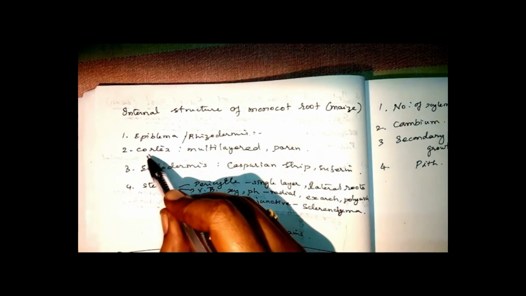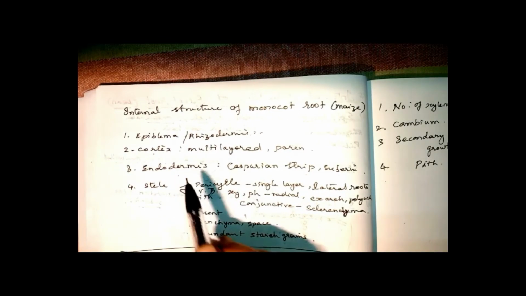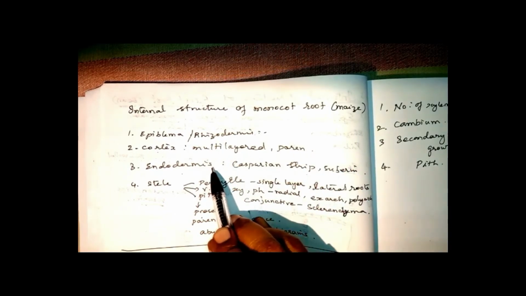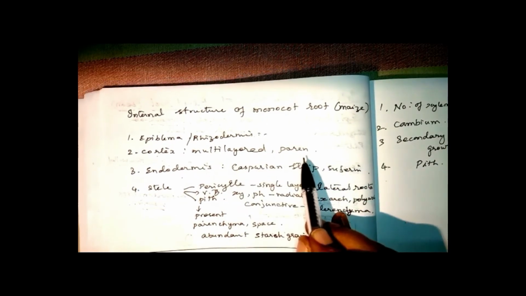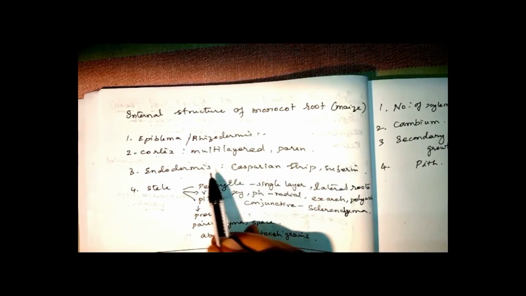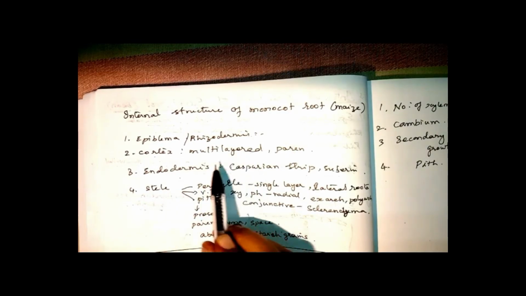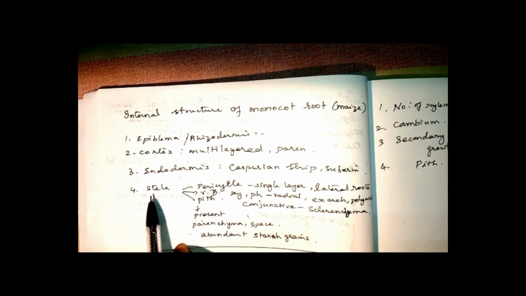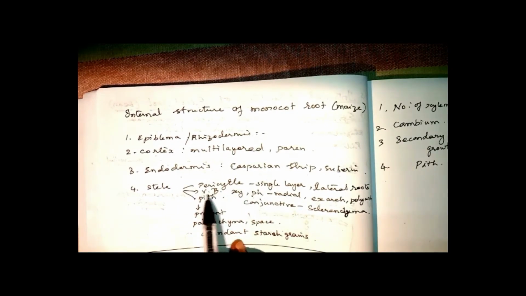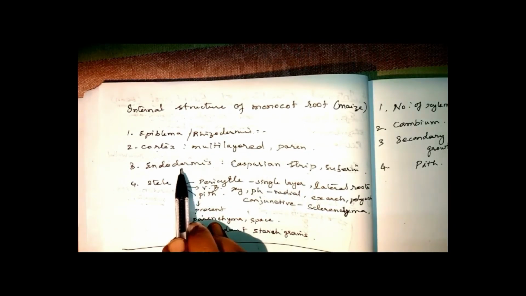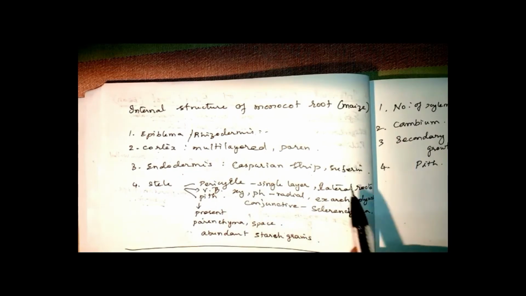The innermost layer of the cortex is called endodermis. So endodermis consists of barrel-shaped cells, which is continuous without any intercellular space, and it contains Casparian strip, which is made up of suberin to direct the water from the epidermis to vascular tissue. The fourth layer is called stele. Stele consists of pericycle, vascular bundle, pith. Pericycle is also a single layer lying inner to the endodermis. So lateral roots will arise from the pericycle.